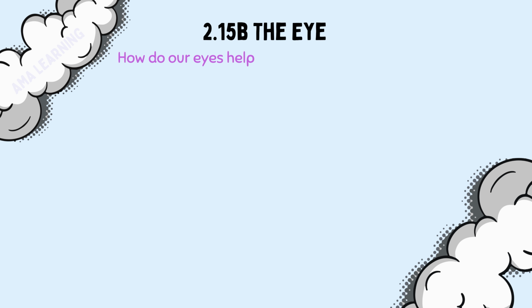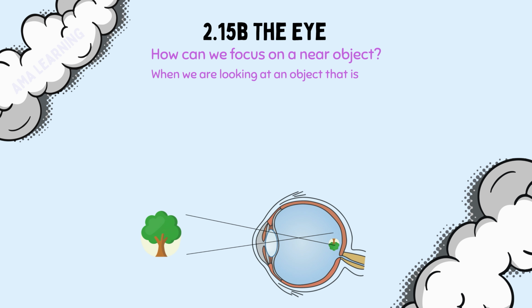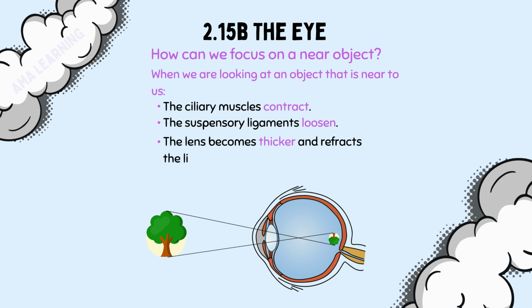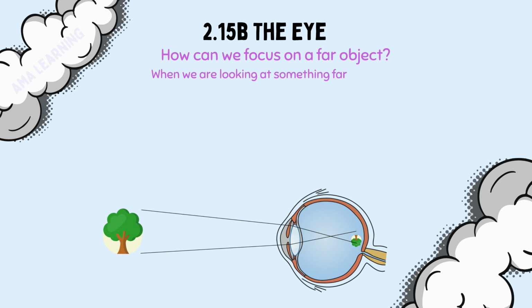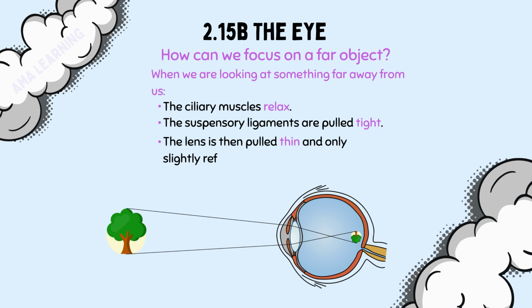How do our eyes help us to see near or far objects? The simple answer: the eyes accommodate. Accommodation is the process of changing the shape of the lens to focus on near or distant objects. When we are looking at an object that is near to us, the ciliary muscles contract. The suspensory ligaments loosen. The lens becomes thicker and refracts the light rays more strongly. When we are looking at something far away from us, the ciliary muscles relax. The suspensory ligaments are pulled tight. The lens is then pulled thin and only slightly refracts light rays.